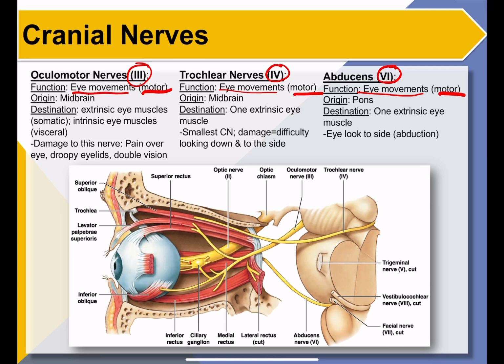Now, if you have damage to the oculomotor nerve, you may have pain over the eyes or experience droopy eyelids and even double vision. When you have damage to the trochlear nerve, you may have difficulty looking down and to the side. And abducens is named for that movement of the eye, which is abduction of the eye, allowing the eye to look to the side. So that's why it's called abducens.